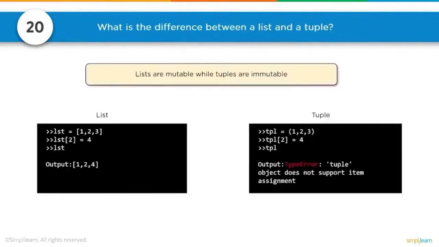Number 20. What is the difference between a list and a tuple? Lists are mutable while tuples are immutable. You can see an example down here where I have list equals 1, 2, 3. Square brackets denote it's a list. list[2] equals 4, and I print it out and I now have 1, 2, 4. If I do the same thing with the tuple, I get an error, because you can't change the tuple 1, 2, 3 into 1, 2, 4. You have to completely reassign the tuple to a new value.